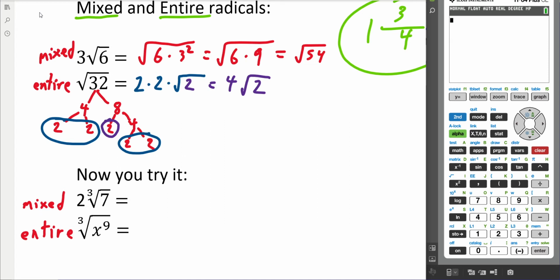Now let's take a look at solving them. What we're going to do with the mixed radical is just like before. So we have cube root 7 times 2 to the 3. The only difference is because we used square root before, we used squaring, and because we're using cube root now, we're doing cubing. And so now we get 7 times 2 times 2 times 2, which is 8.